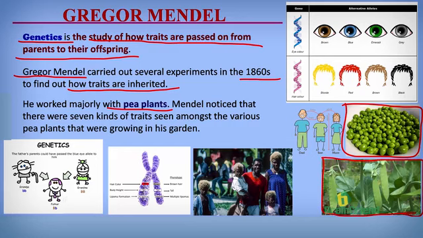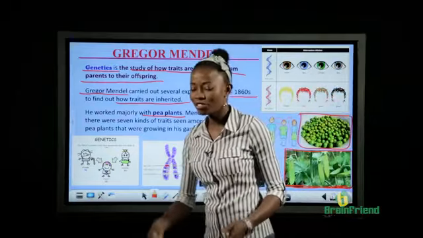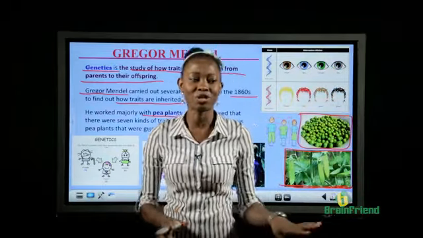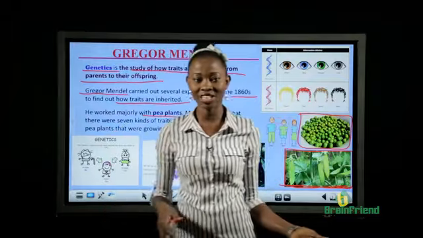He noticed that some of the plants that were growing in his garden, growing around his house, then he had a garden within his house. He was a monk, so he was living in a monastery. But within the monastery, they had a garden where they grow plants for consumption. So among those plants were peas. Gregor Mendel noticed that some of these peas were displaying different kinds of characteristics, different kinds of traits.